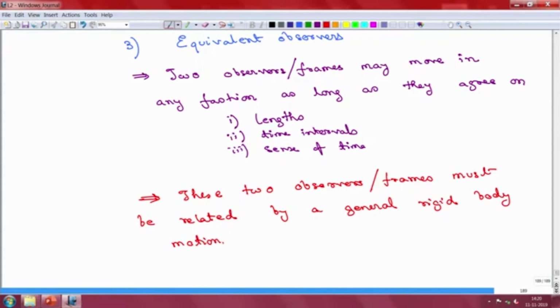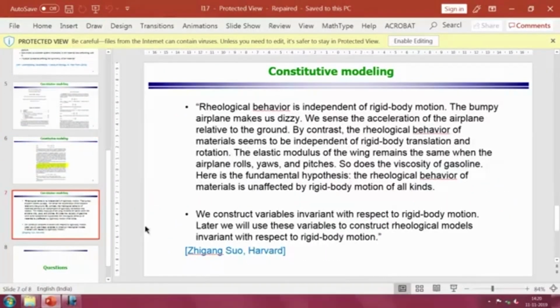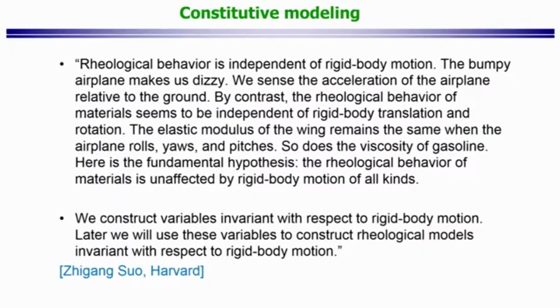So, where are we trying to go here? What we want to discuss is this point, and I am going to quote Professor Suo here, from a set of his notes. He says that rheological behavior is independent of rigid body motion. The bumpy airplane makes us dizzy. We sense the acceleration of the aeroplane relative to the ground. By contrast, the rheological behavior of materials seems to be independent of rigid body translation and rotation.